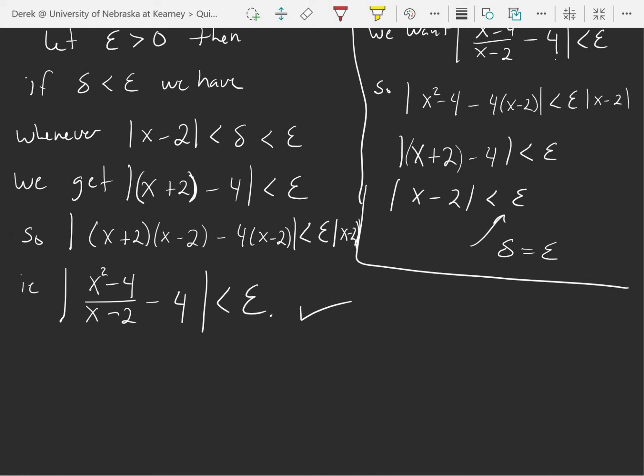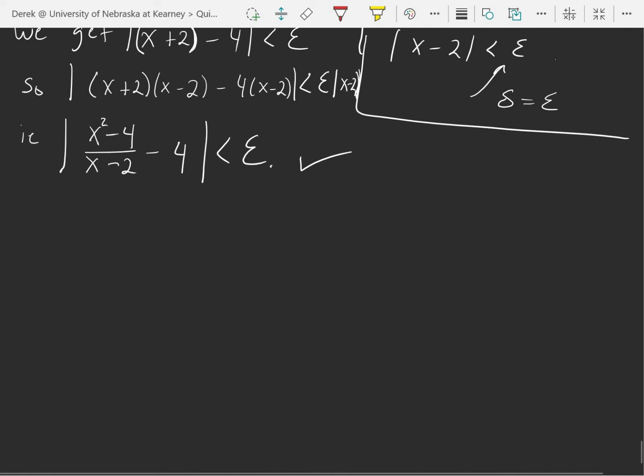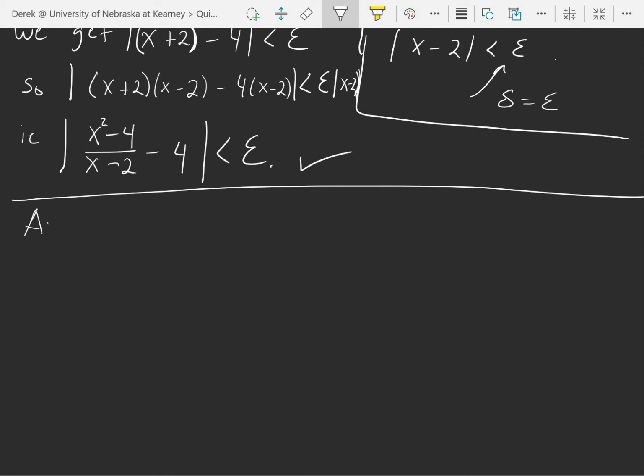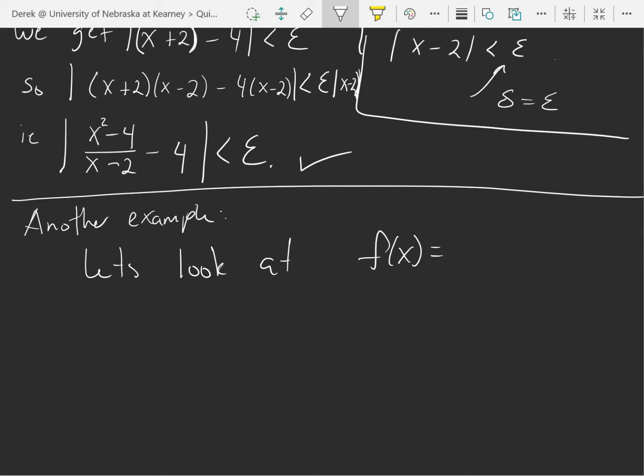Okay, let's do one more example that's maybe a little trickier. And this function is going to be a little bit stranger. So let's look at f of x. It's equal to x if x is in the rationals, and 0 if x is not in the rationals. So this is a function that's defined on the real numbers.